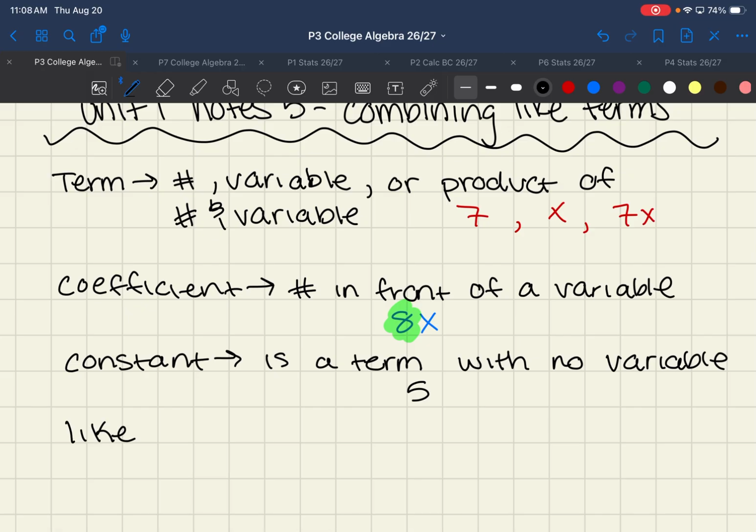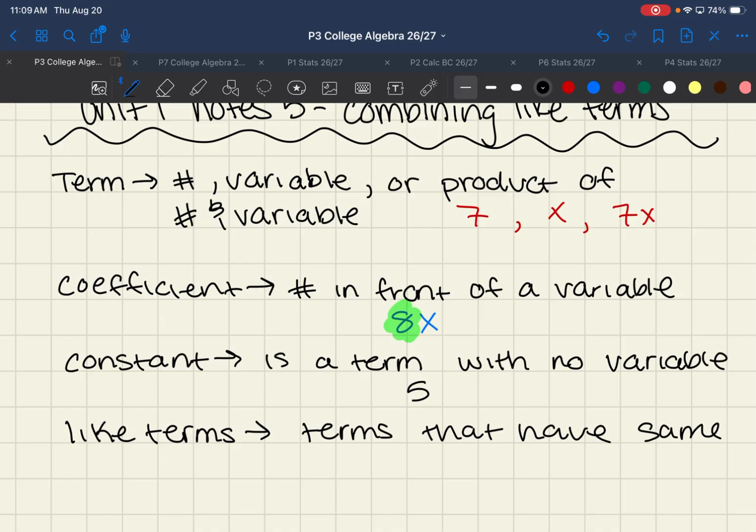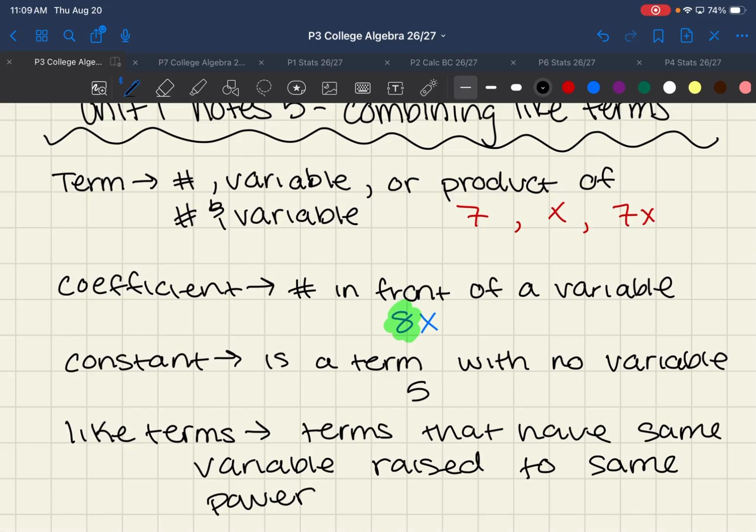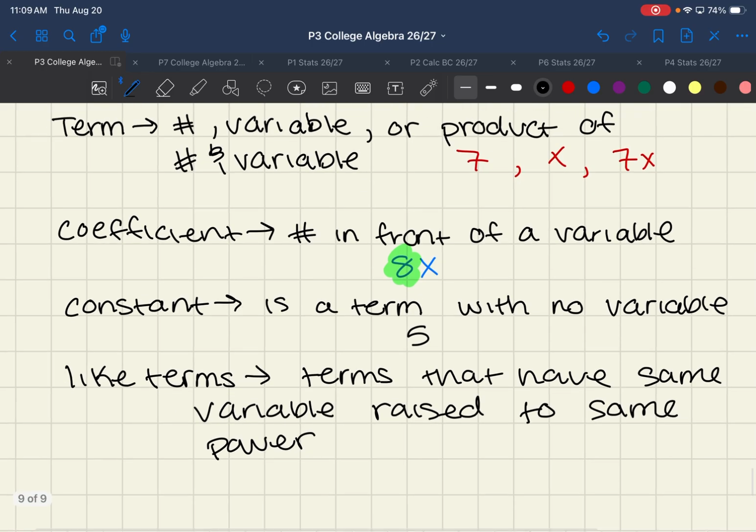And then we have like terms. These are terms that have the same variable and also raised to the same power. In like terms, I would say same variable, same power. That's the important part there.